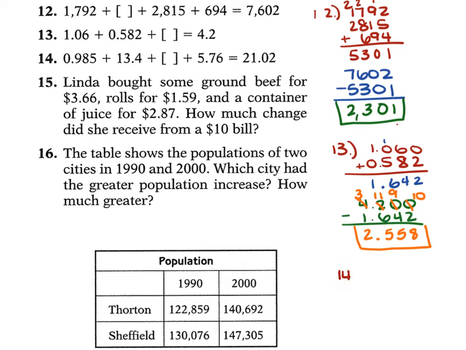For 14, we are adding the 0.985, the 13.4, I'm going to add those zeros in, and the 5.76. I'm going to add that 0 in too. So if I add these, 5 plus 0 is 5. 8 plus 6 is 14. 9 plus 4 plus 7 plus 1 is the same thing as 17 plus 4, which gives us 21.